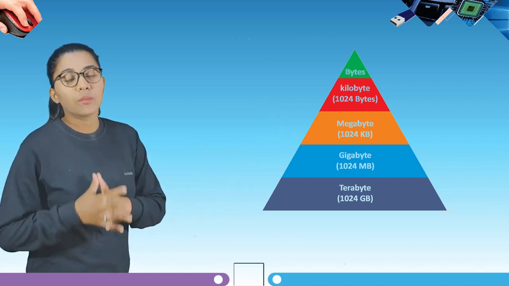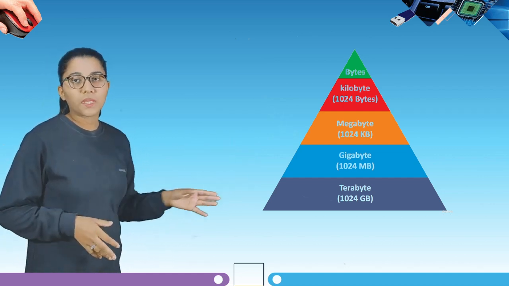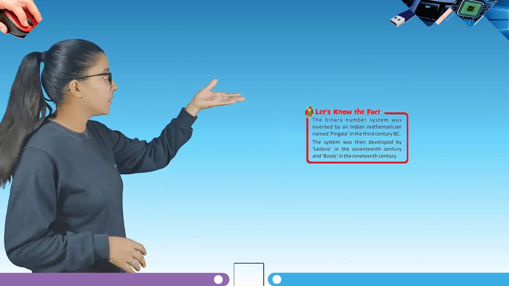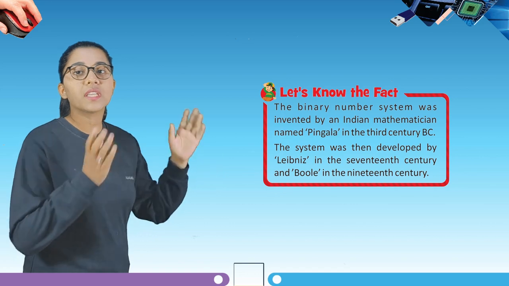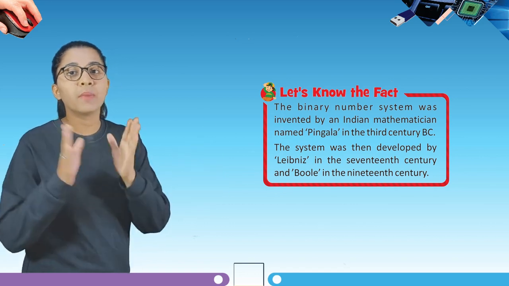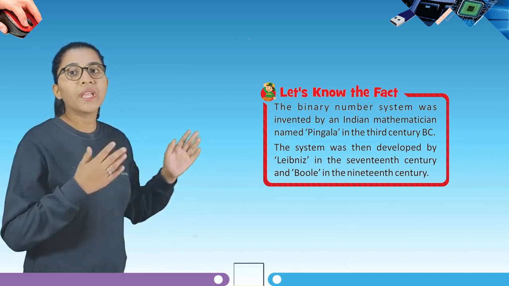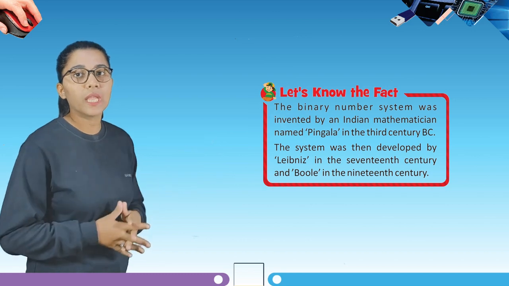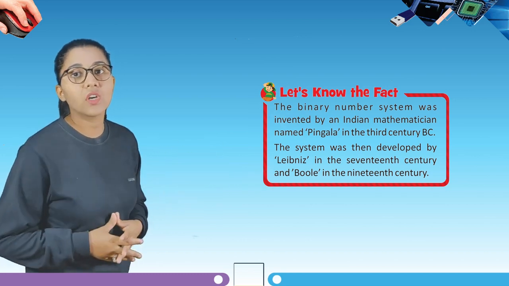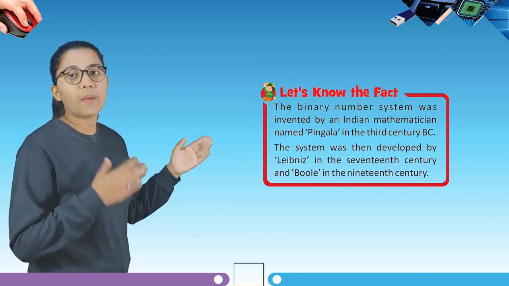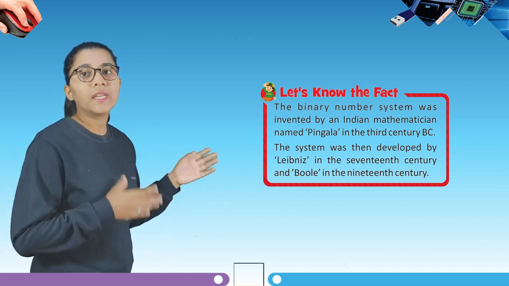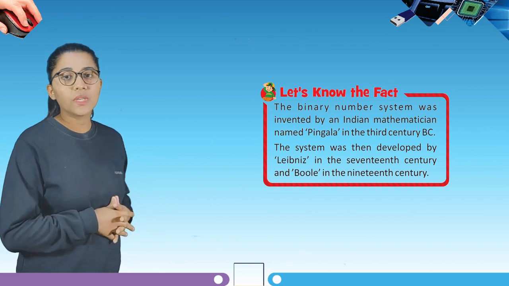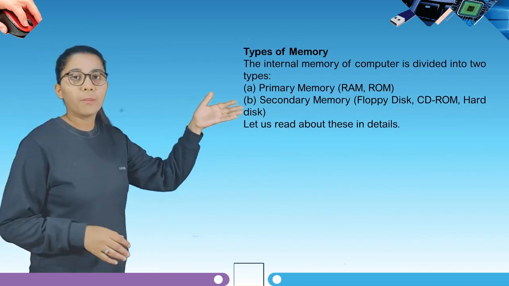So students, before we learn about more topics, let's have a look at an interesting fact. The binary number system was invented by an Indian mathematician named Pingala in the 3rd century BC. The system was then developed by Leibniz in the 17th century and Boole in the 19th century.